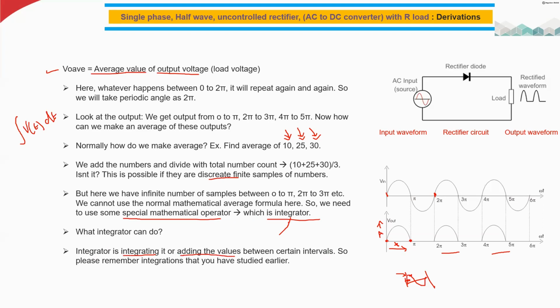For example, if you want to make the average from this point to this point, and the output voltage is VO, then I have to do the integration. According to the definition, it is between certain intervals. What is the interval here? 0 to pi, of VO with respect to time, dt. This is the standard way to represent integration. So we can use integration to find the average value of these pulsating DCs. That is the answer.